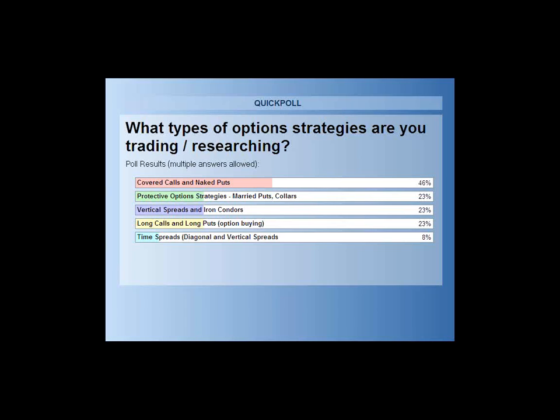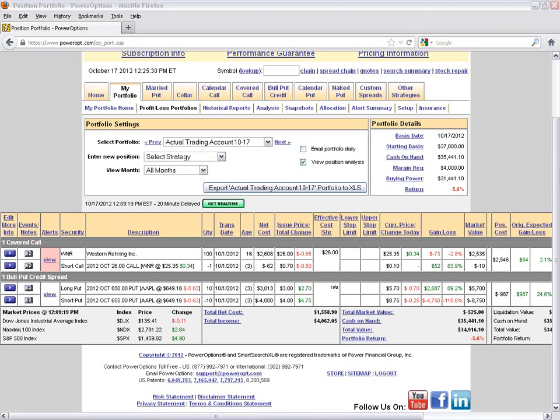I'm going to try to cover an example of each one of those if possible, if time allows, but you'll get the general idea even if I don't get to one of your particular strategies. Let me go ahead and hide those results. Let's go back to our profit and loss portfolio.